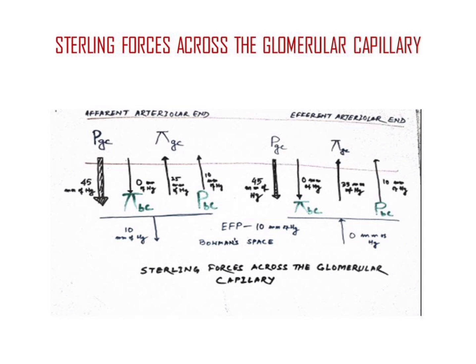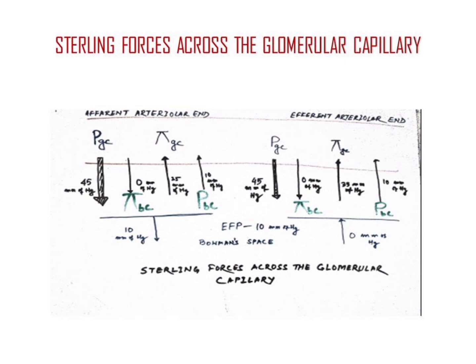As I have stated earlier, Starling forces equilibrate towards the efferent arteriolar end of the glomerular capillaries. Look at this picture. Outward force is 45 mm of mercury and inward force is 45 mm of mercury. So net force is 0. So across the glomerular capillary, effective filtration pressure is 10 mm of mercury. From this point, we can calculate the GFR.